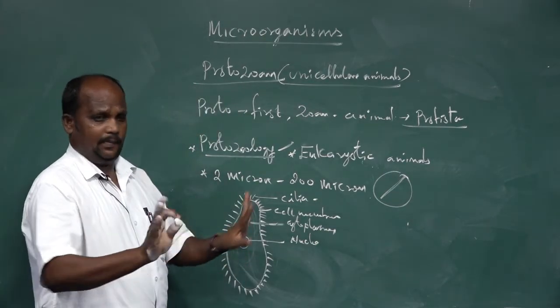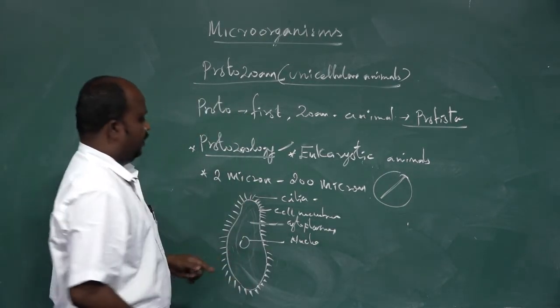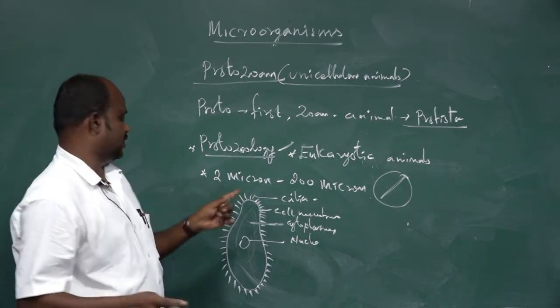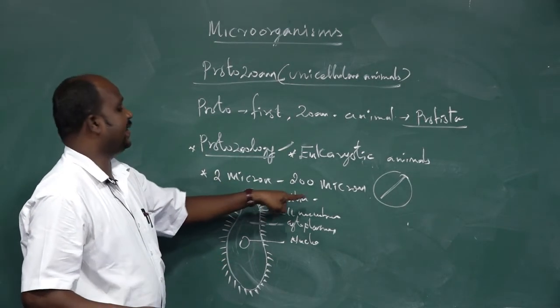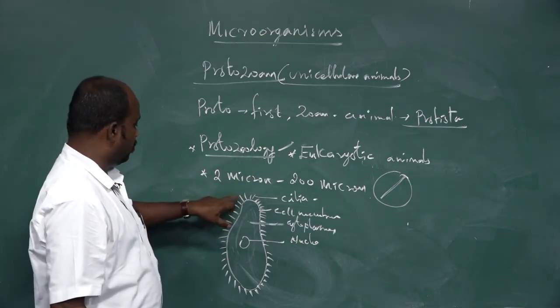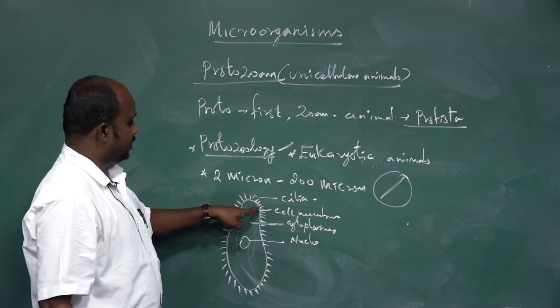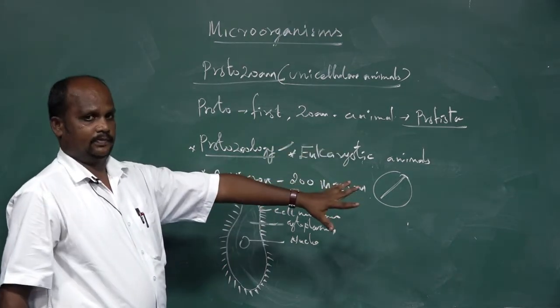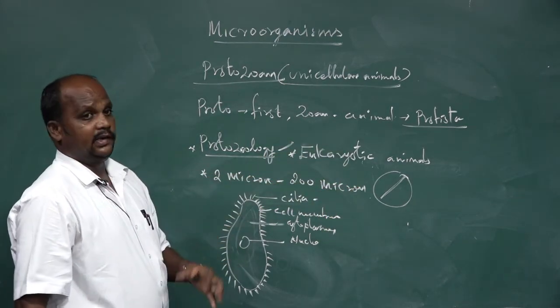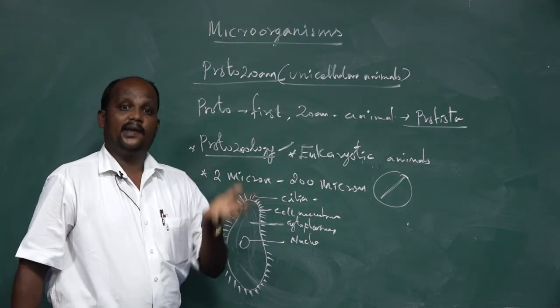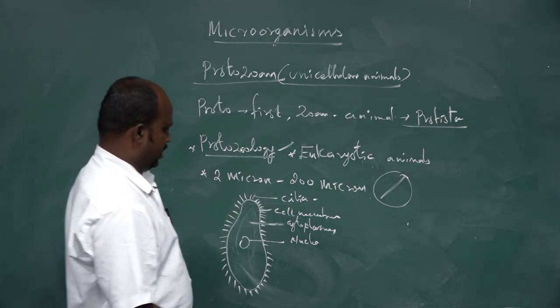Okay, everything is the same, but morphologically the protozoans are classified, and that is called ciliated protozoans, because the outer part of the single-cell body is covered by cilia. That is called ciliated protozoans. Next one is flagellated. What is the name? Flagellated.